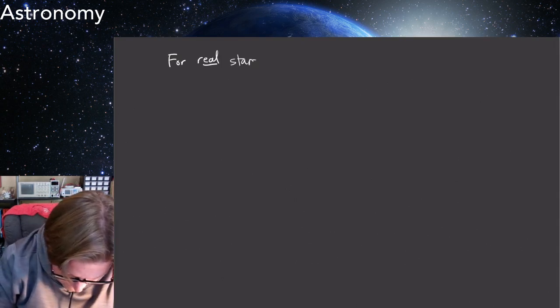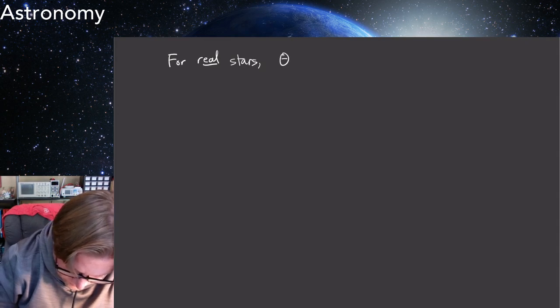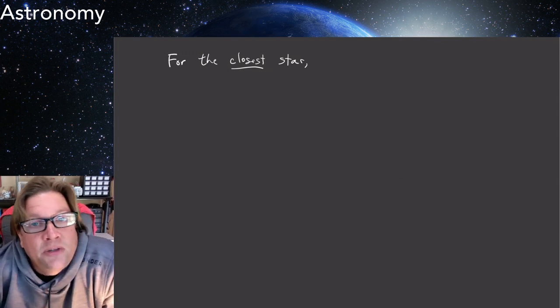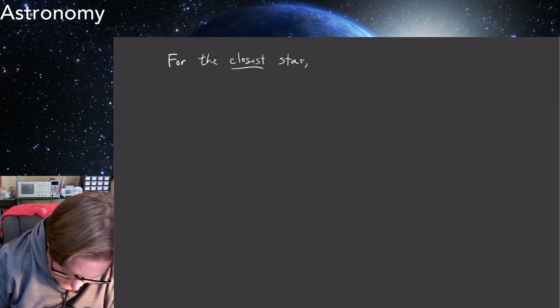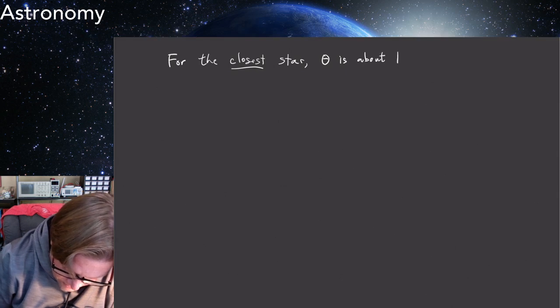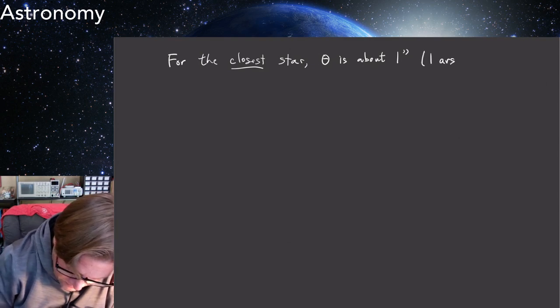Okay, for real stars, let me say it this way, for the closest star. Remember what that means. The closest star is going to have the biggest jump. It's going to be the most easily observed. For the closest star, theta is about, how big of a jump is this? It's about 1 arc second.